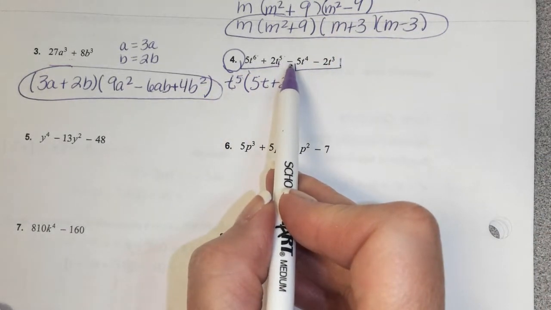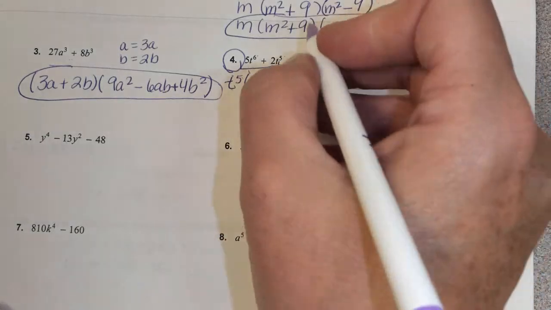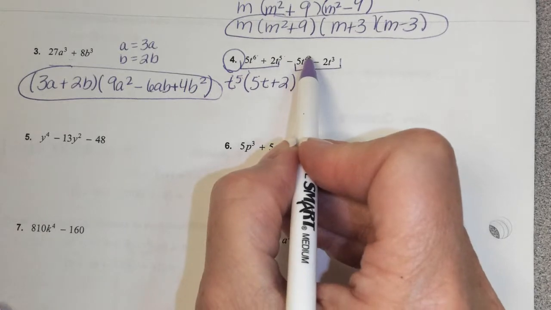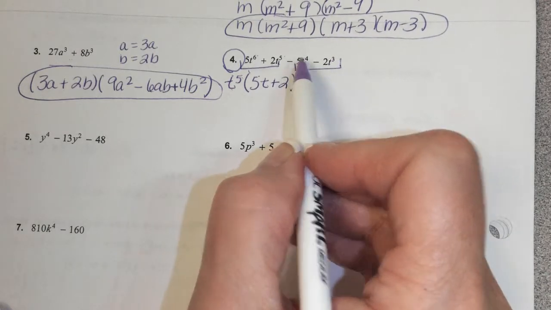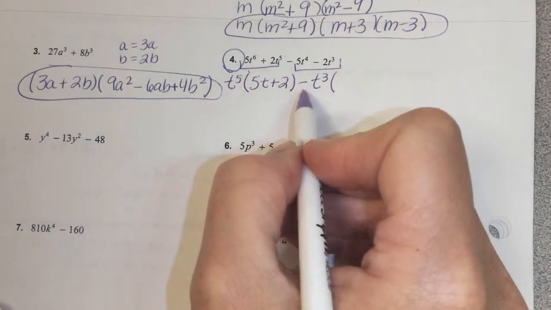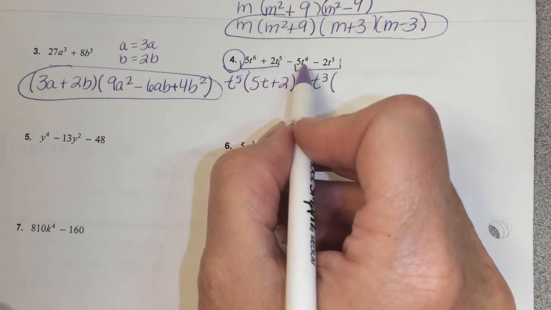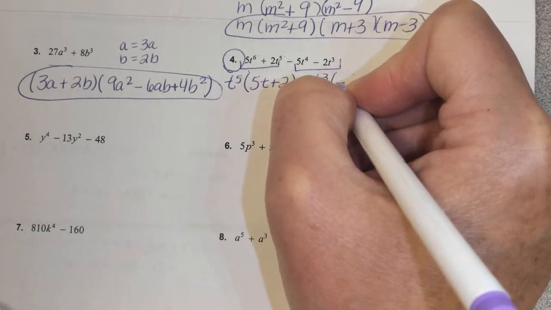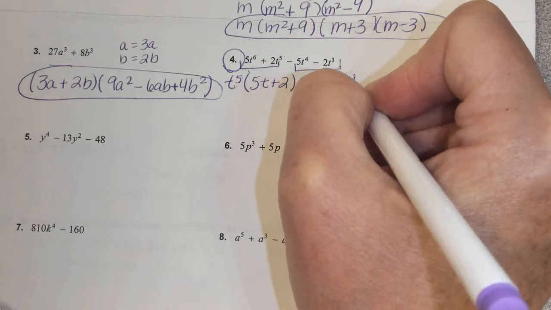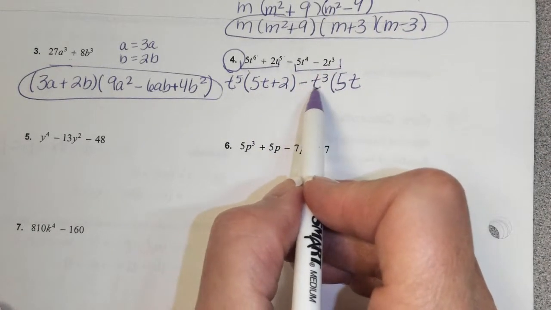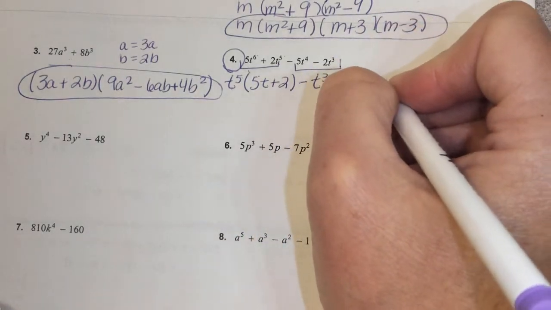Whenever I have a subtraction symbol here, I have to factor out a negative. So I'm going to have to factor out a negative, and then I look at this. T to the fourth, t to the third. I can factor out a t to the third. And now I look at what I have left. Negative 5t to the fourth divided by negative t cubed is going to be positive 5t. Negative 2t to the third divided by negative t cubed is plus 2.